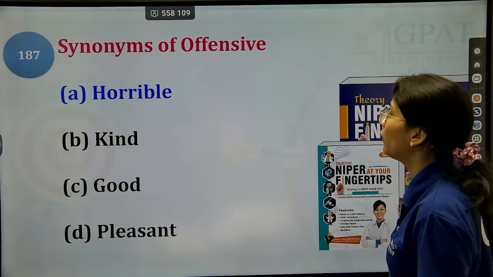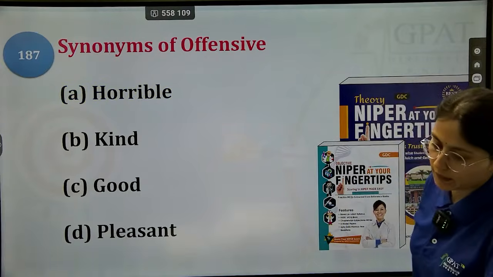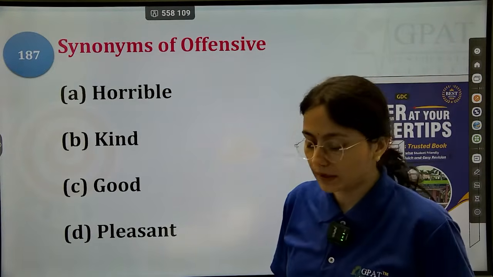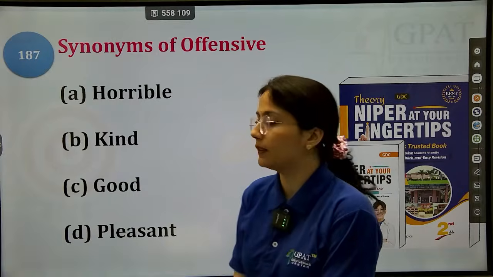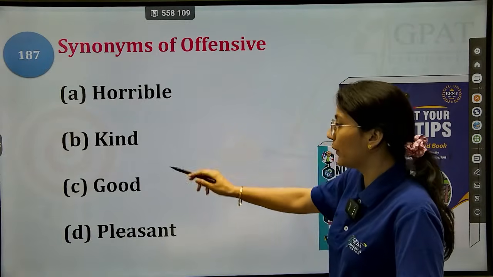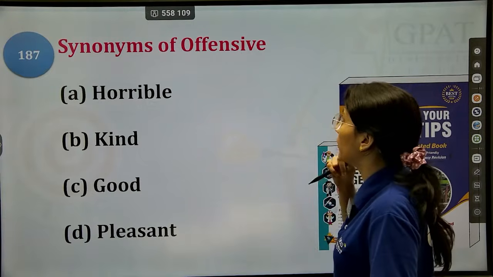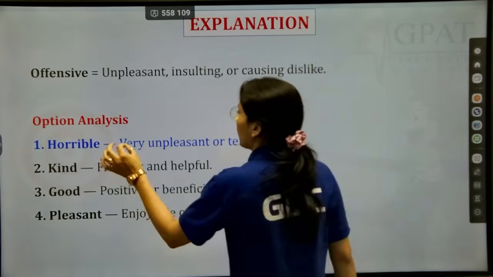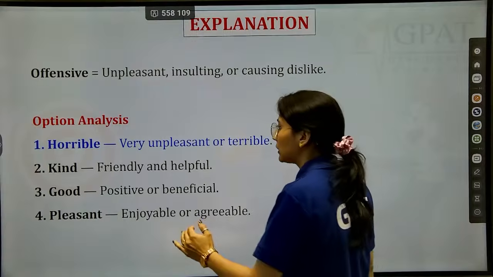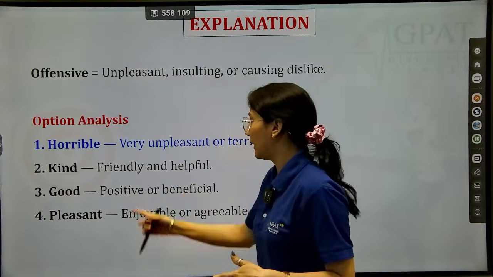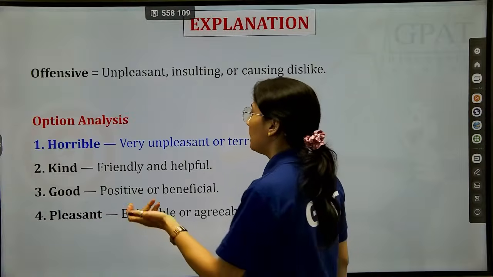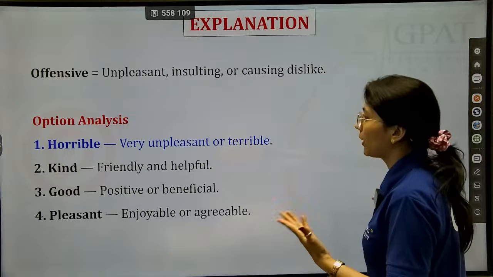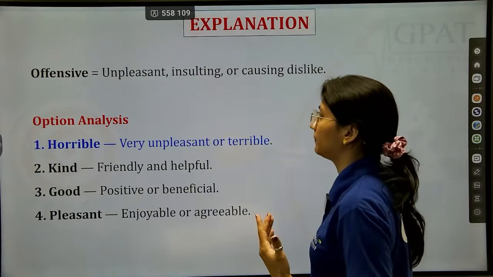Now synonym of offensive. Offensive is like causing anger or deep displeasure. So horrible, kind, good, pleasant. The synonym of offensive is what? That is horrible, option A. Horrible is very unpleasant or terrible. Kind is friendly and helpful, good is positive or beneficial, and pleasant is enjoyable or agreeable.